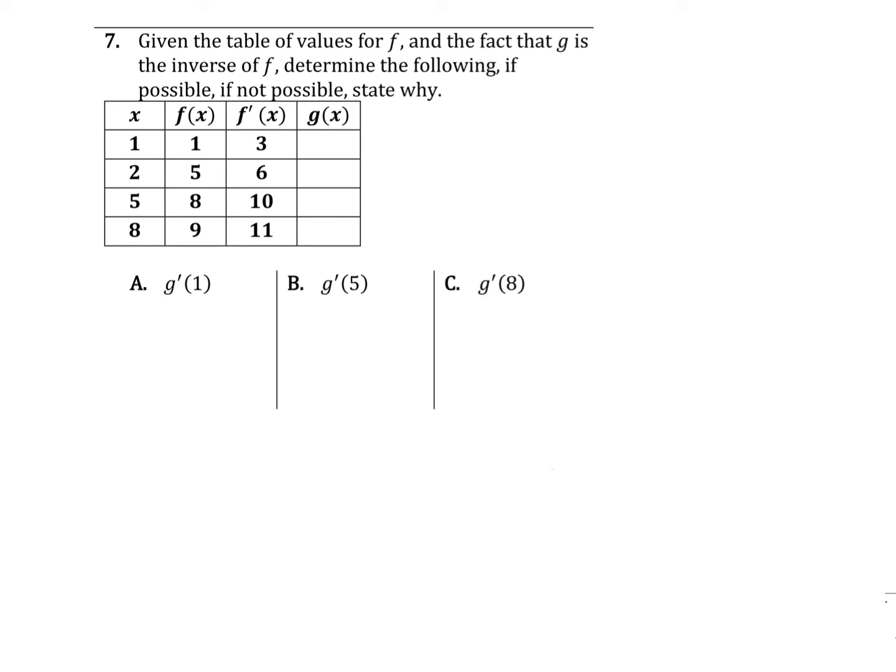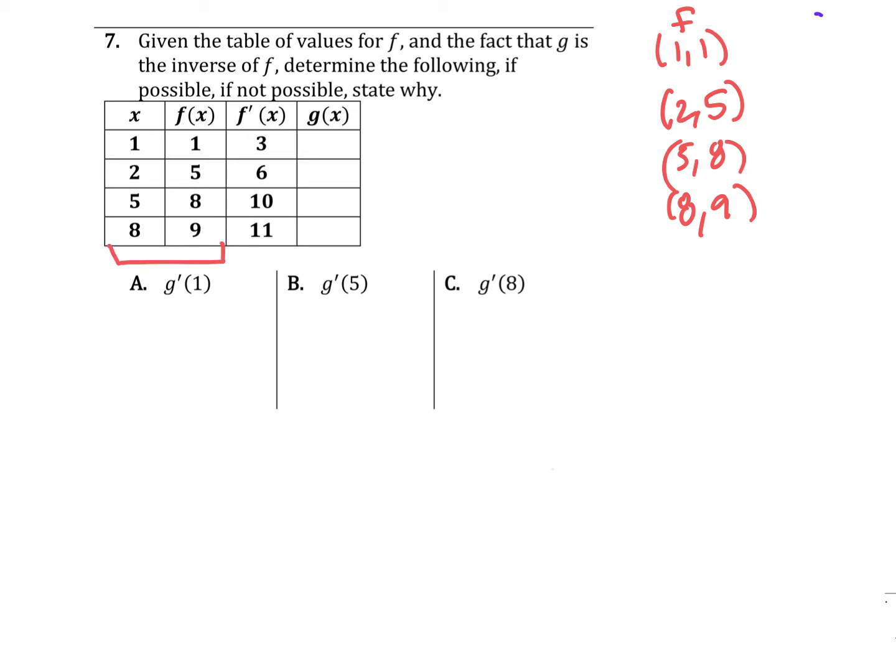So hopefully you have had time to try this on your own. The very first thing I'm going to do, since I have multiple parts, is I'm going to fill in anything that I know about g of x. So I'm going to come off to the side because it's just easier for me to see. I know that in f, I have the point 1, 1. I have the point 2, 5. I have the point 5, 8. And I have the point 8, 9. And I'm getting all of that from right here in the table.